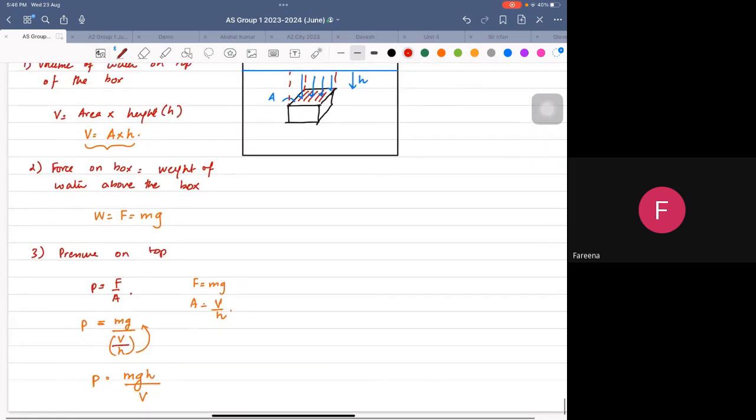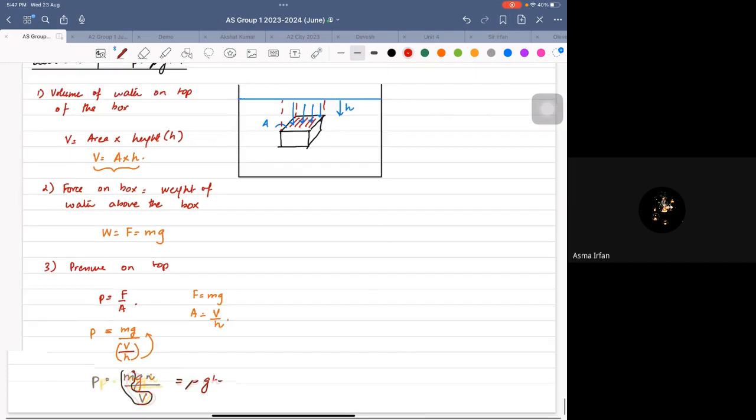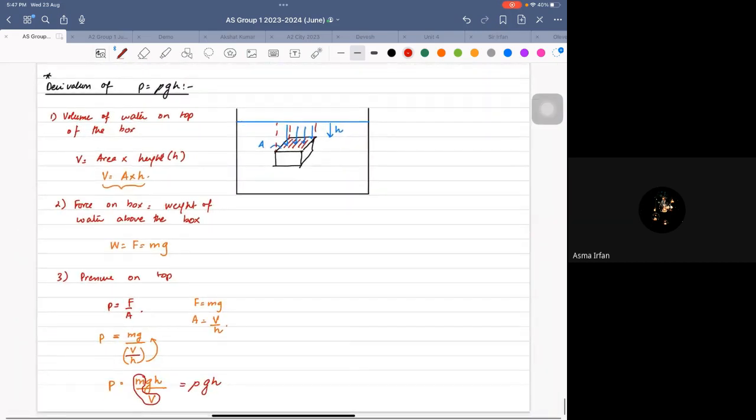Now, if you look at this formula, what is m over V in this? Can somebody please tell me that? Density. So can we write it as rho gh then? Yes. So this is how we can derive that pressure is rho gh. Please write this down. This is very important. This basically comes for 2 marks, not more than that, but still you don't want to lose 2 marks.